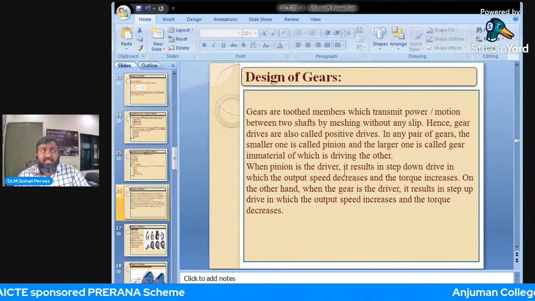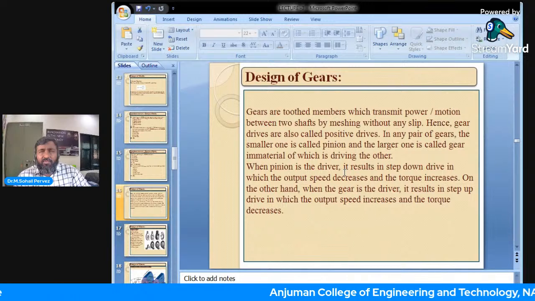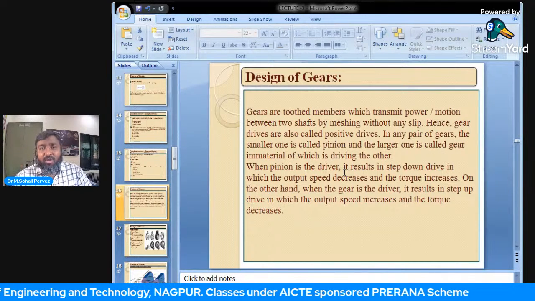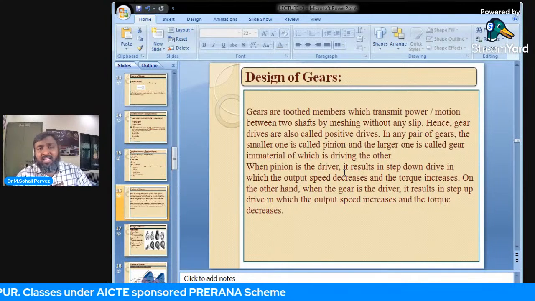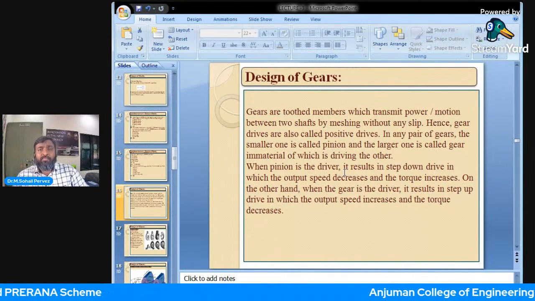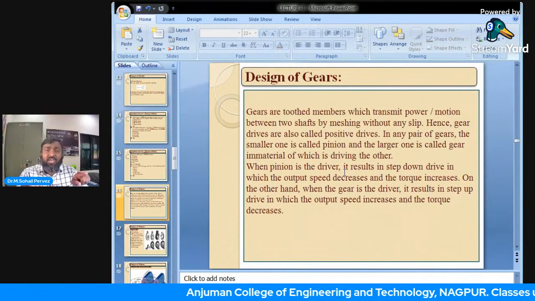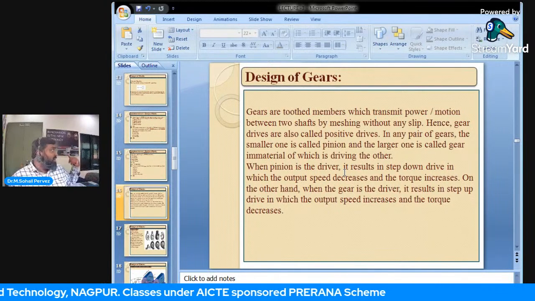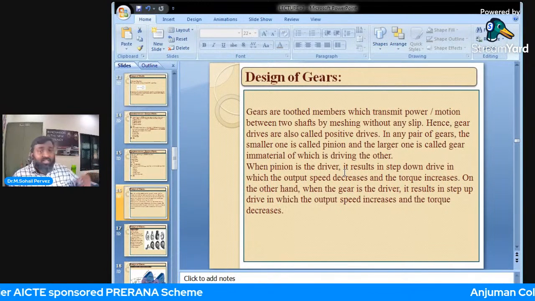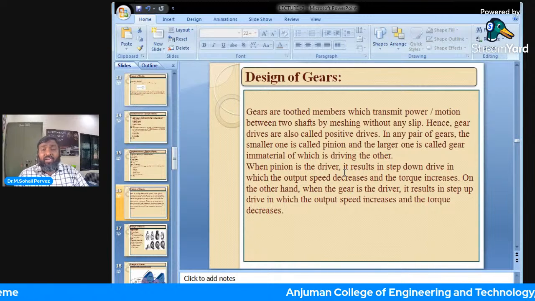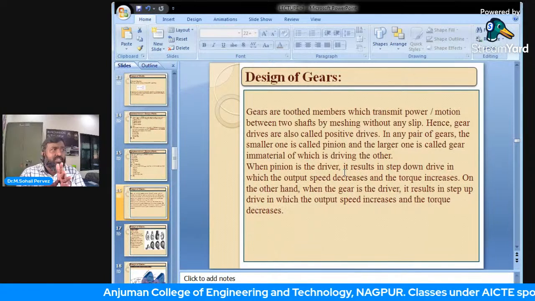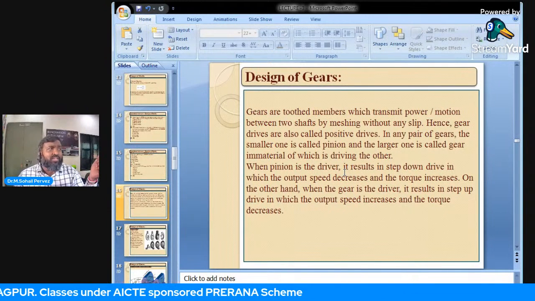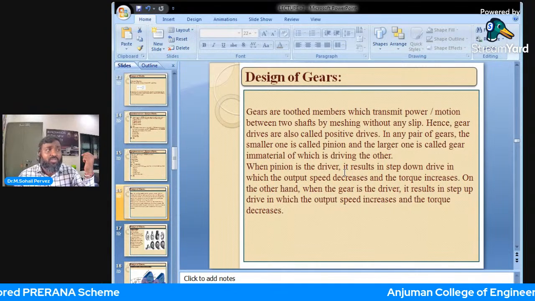Then in many cases the shaft transmits power to another shaft with the orientation of axis as parallel, perpendicular, or inclined. In these cases, we may use different types of gears. For power transmission between parallel shafts, we may use spur gear and helical gear. For transmission of power between inclined shafts, we may use bevel gears, or at 90 degrees also bevel gears. And last but not least, for higher velocity ratio, we may use worm and worm gear.